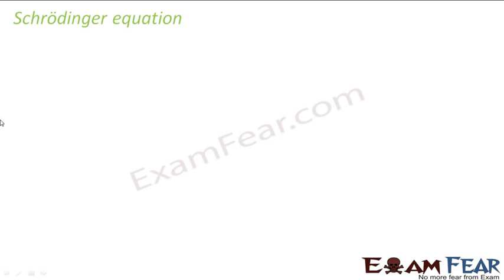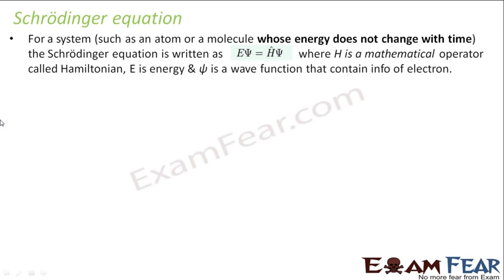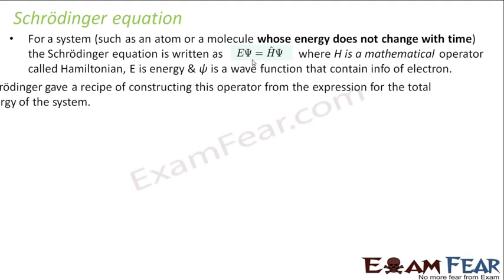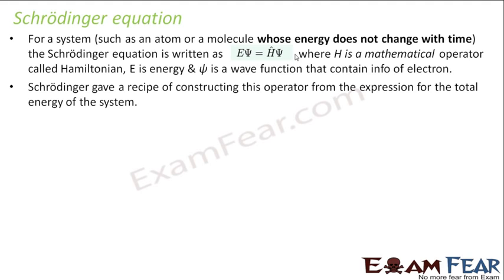Now let's discuss the Schrodinger equation. Schrodinger has given an equation: E psi is equal to H psi, where psi is a wave function, H is the Hamiltonian, a mathematical operator, and E is the energy. This is for atoms whose energy does not change with time. He gave a whole new mathematics to work on this function.